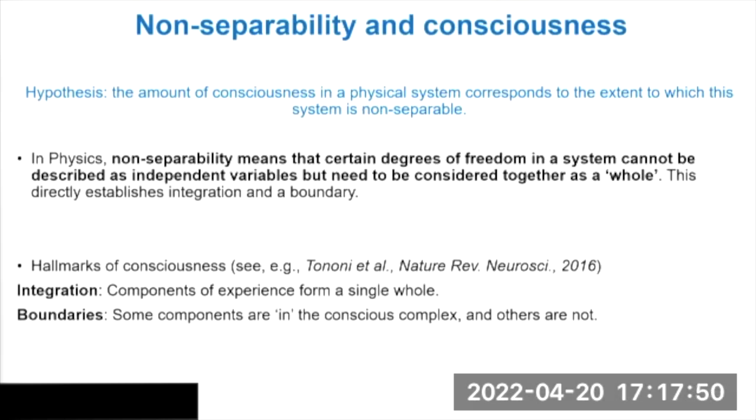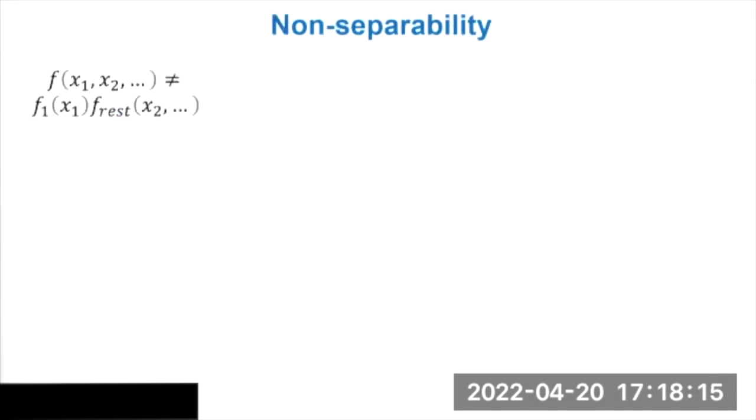An experience, a conscious experience, is integrated as a single experience. The system that has this experience is also integrated. All the components that constitute that conscious complex are somehow tied together in a single complex. And it has boundaries. Some components of the system are in and some components are out. And that's exactly what non-separability gives you directly without any additional tricks.